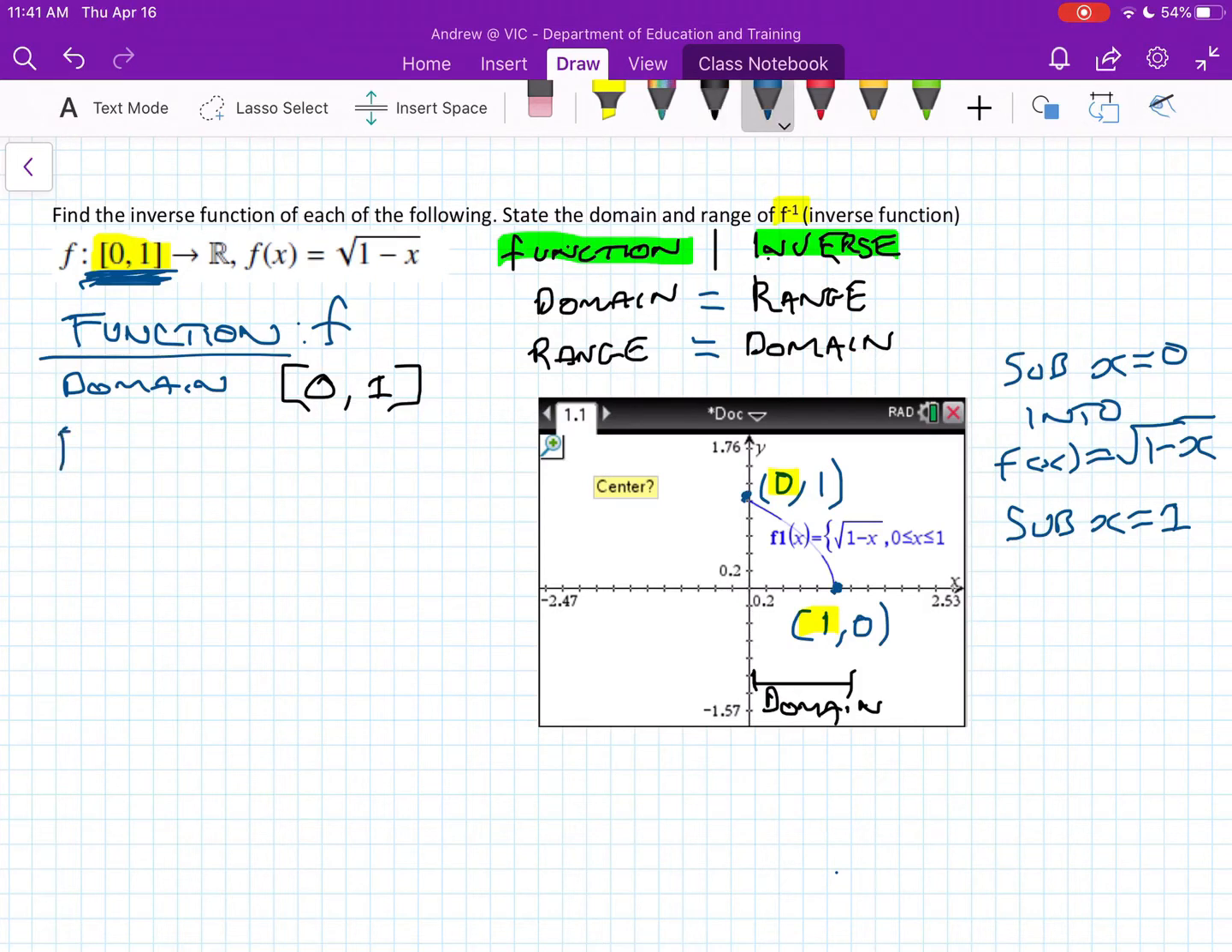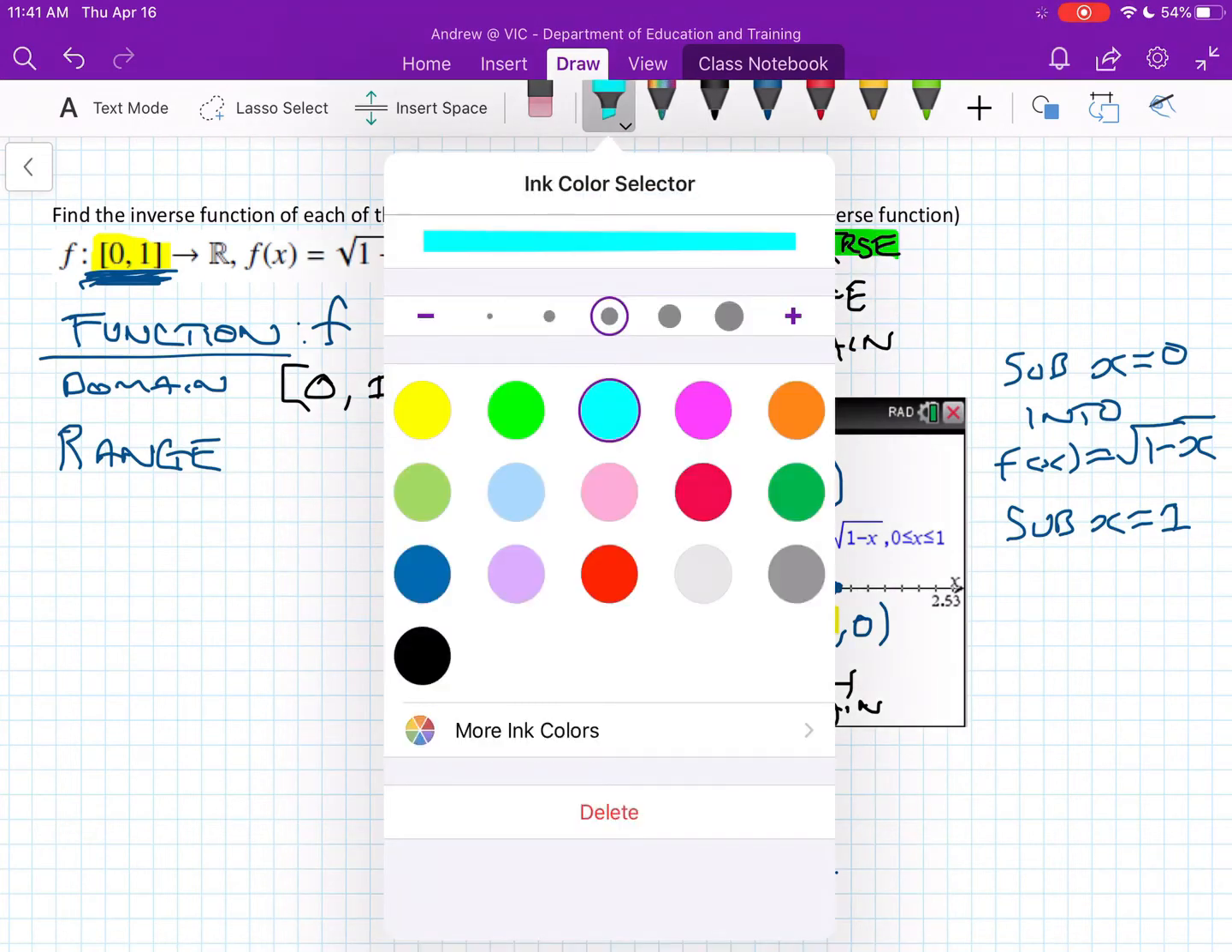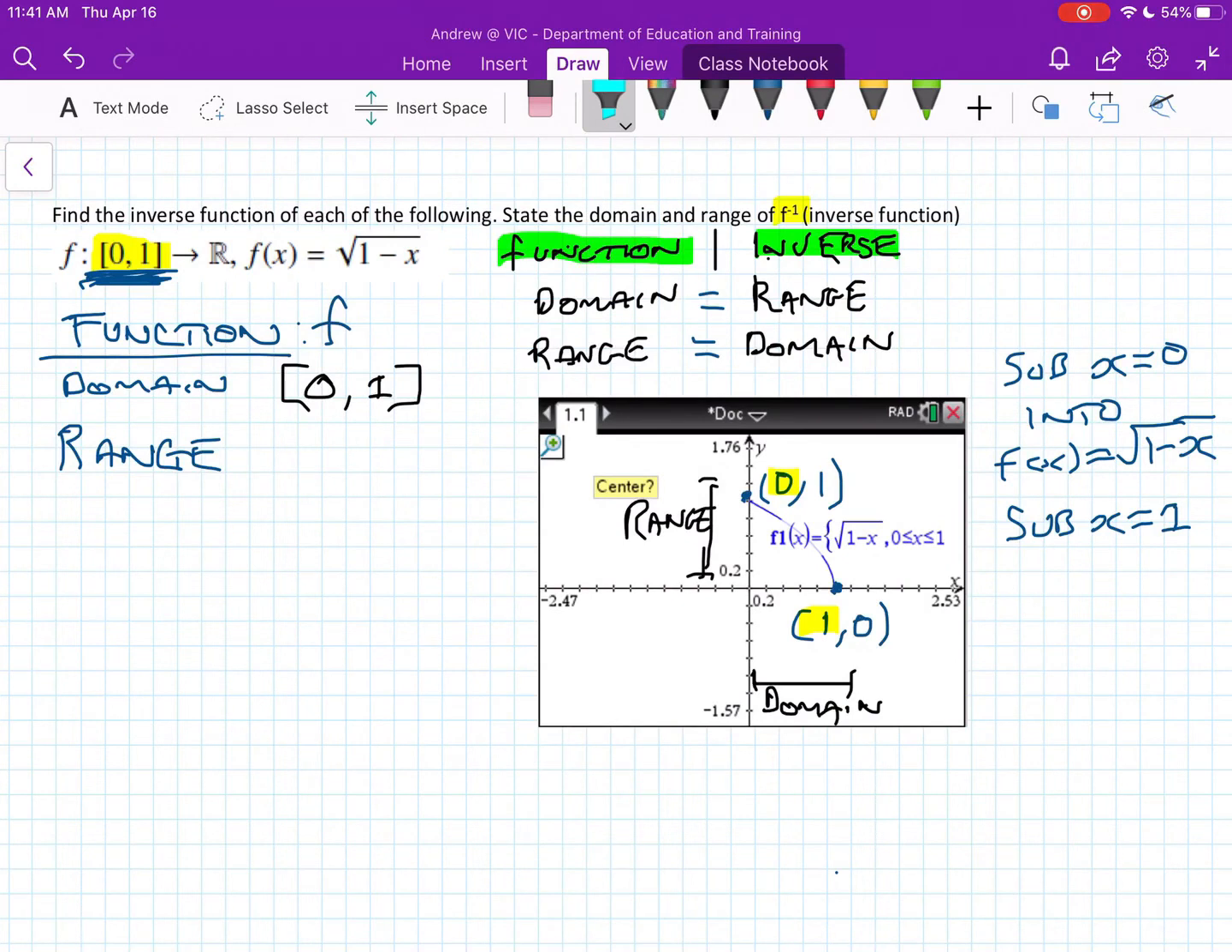And then our range, this is our y values. Look here at all the y values that this graph is touching. This goes, you can see, from 1 to 0. So our range is actually 0 and 1 also.